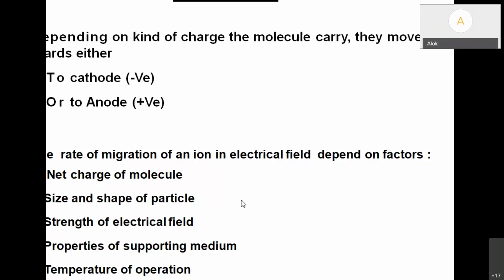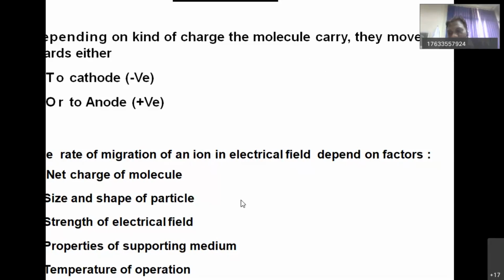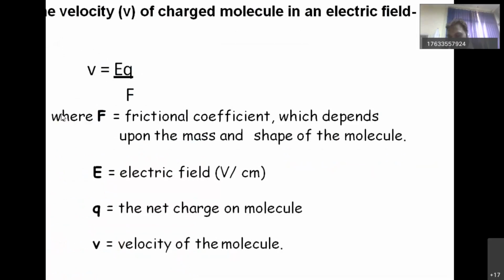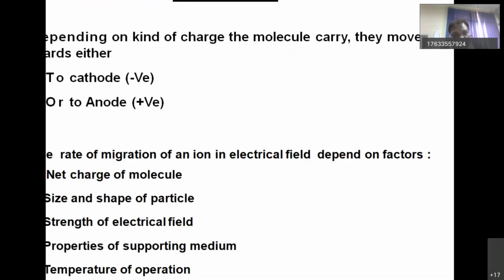The principle of electrophoresis is basically that when you want to separate any molecule by electrophoresis, it will separate on the basis of the charge. If it is a negative charge, it will go to the anode, and if it is a positive charge, it will go to the cathode in a supporting medium.